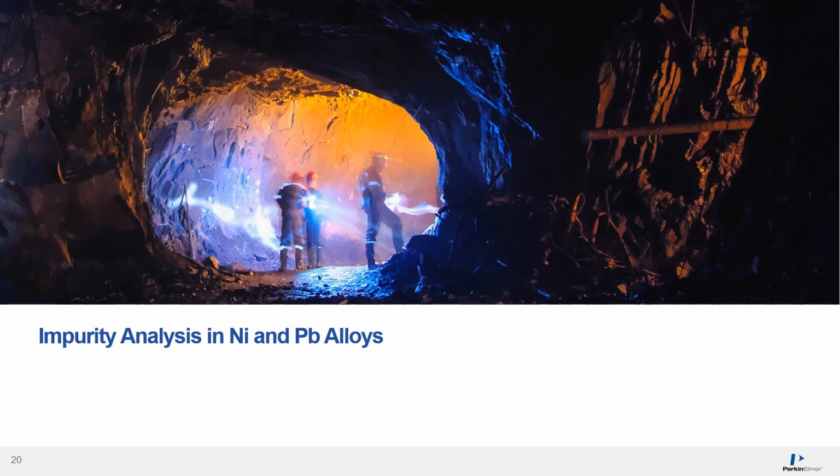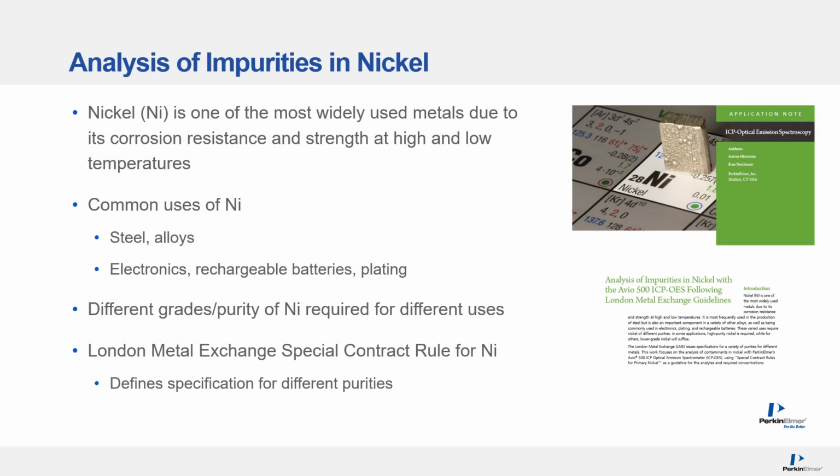So now let's look at impurity analysis in nickel and lead alloys. So nickel is one of the most widely used metals due to its corrosion resistance and strength at high and low temperatures. It's commonly used in steel and alloys, electronics, rechargeable batteries, and plating. Different grades or purities of nickel are required for different uses, and these are set out by the London Metal Exchange.